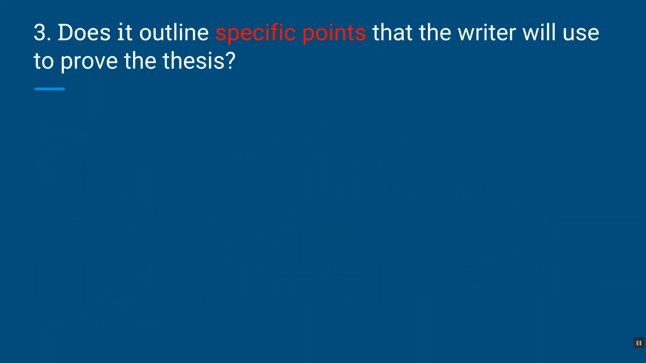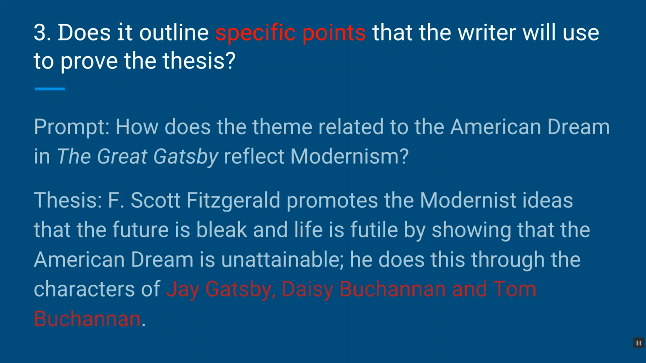Okay? And then the third point or question is, does it outline specific points that the writer will use to prove the thesis? Okay, so this is where we look to the second half of the thesis statement after the semicolon, where the argument is made that F. Scott Fitzgerald shows that the American dream is unattainable through the characters of J. Gatsby, Daisy Buchanan, and Tom Buchanan.